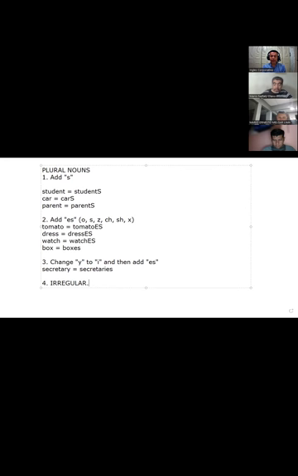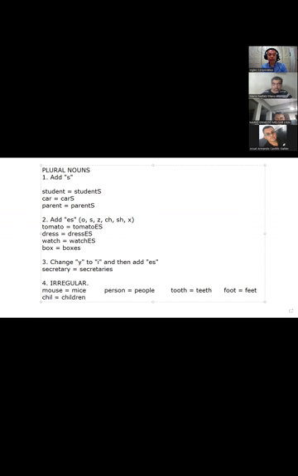Yes? Irregular. For example, mouse. Mice, people, I mean person, people, tooth, diente, right? Dientes, teeth, foot, feet. En este nos confundimos bastante. Child. Children. Man, hombre. Congratulations, man. Ayer estuvimos celebrando, o el sábado, el Día Internacional del Hombre, right, man.